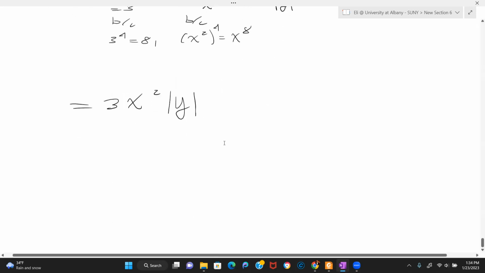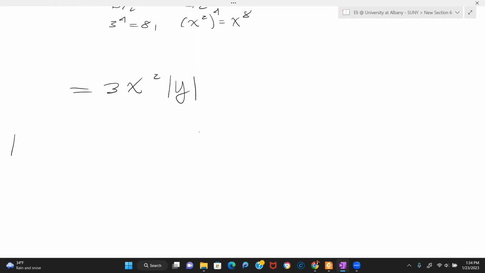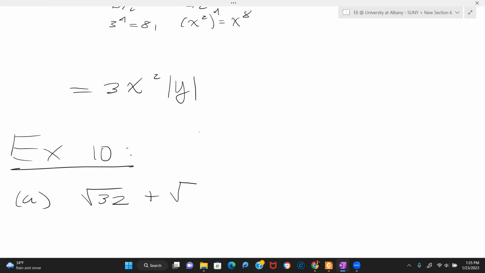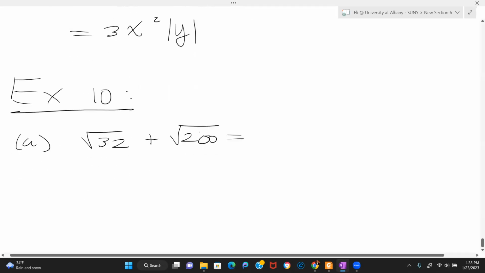All right, I guess we'll just do example 10 also. So this is an example on combining radicals. In part A, we have the square root of 32 plus the square root of 200. It's not really combining, it's more or less simplifying. So we want to simplify this as much as possible and reduce these numbers as much as possible.